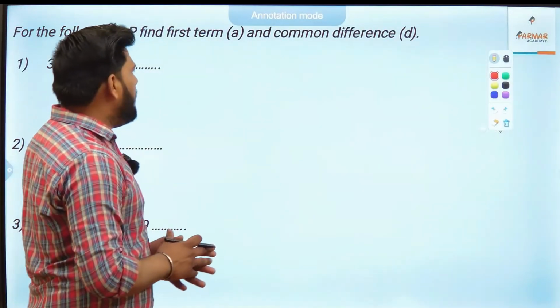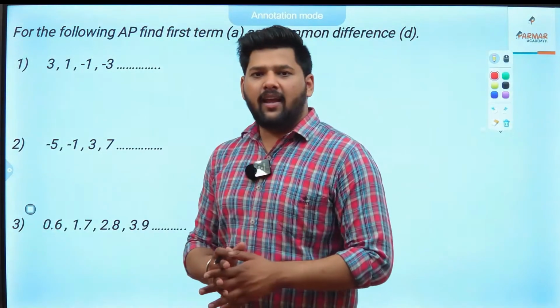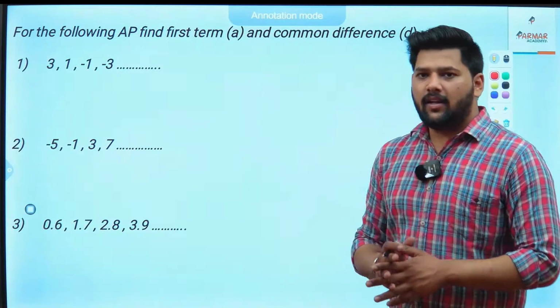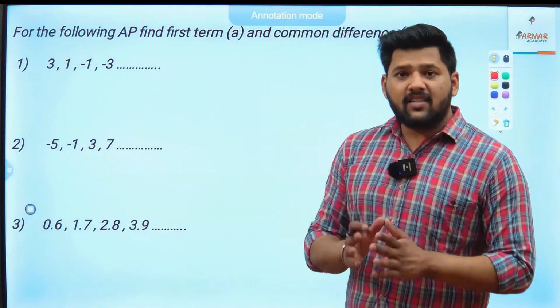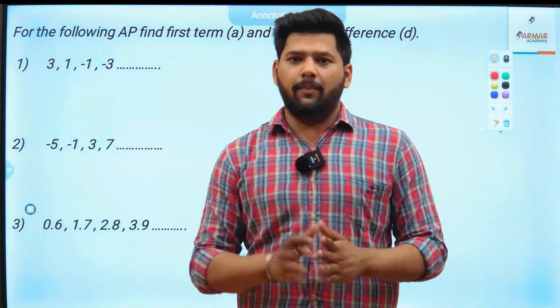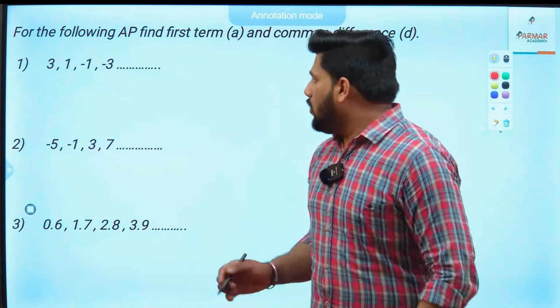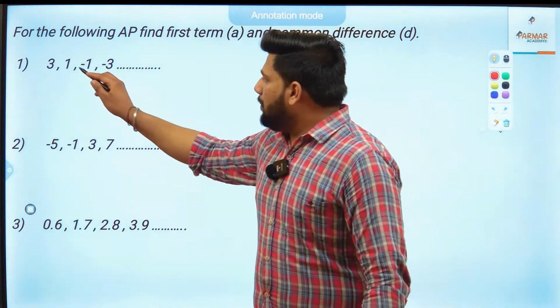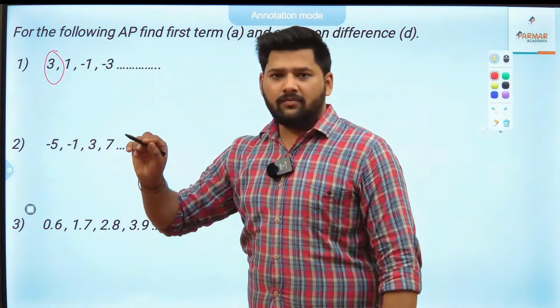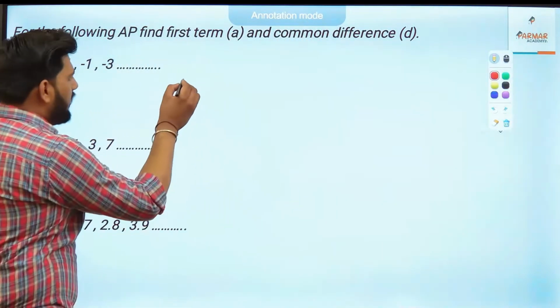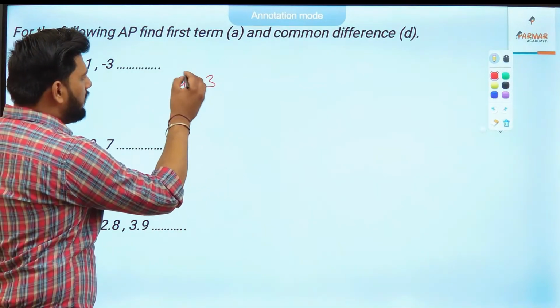The next is: for the following AP, find the first term A and the common difference, that is D. This time it is given that the sequence is an AP and we have to find the first term and the common difference. So the first question, simply this 3 is the first term. So A is equal to 3 here.